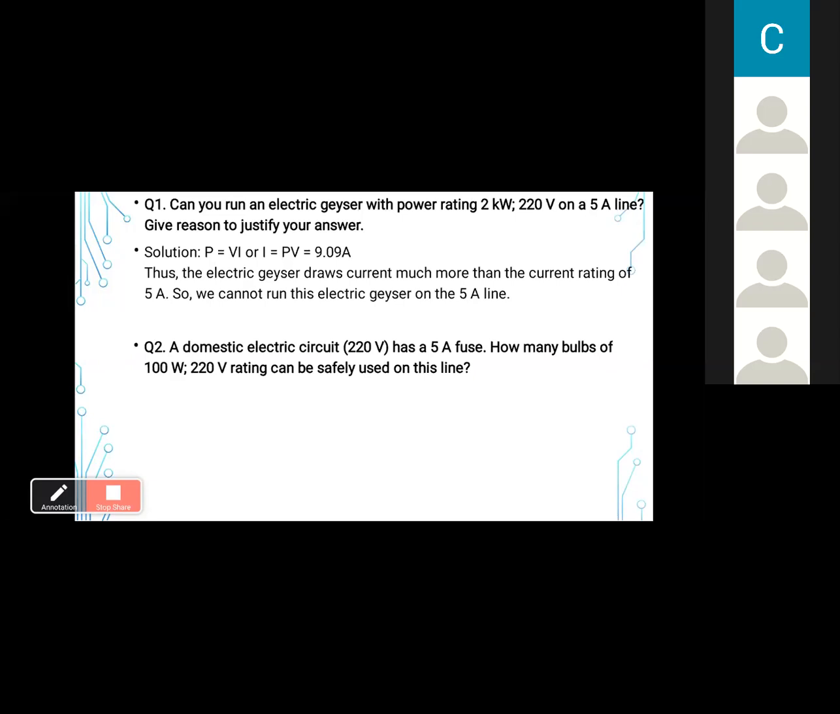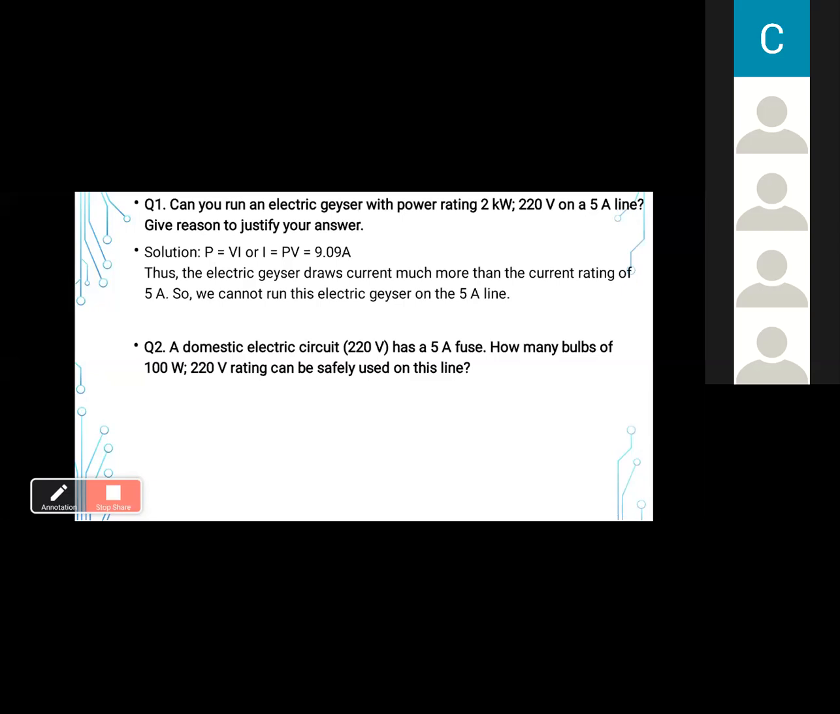Is this question clear to everyone? Yes, ma'am. Okay. Now the similar next question: a domestic circuit has a 5 ampere fuse. How many bulbs of 100 watts, 220 volts rating can be safely used on this line? So voltage is given as 220 volts and it has a 5 ampere fuse. Fuse current rating is given to you as 5 amperes.